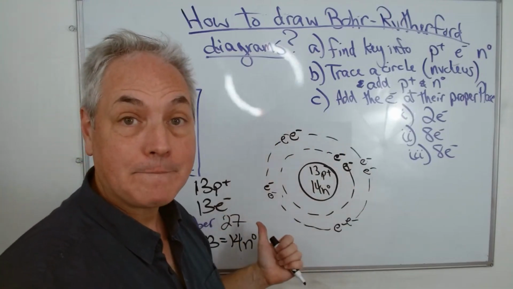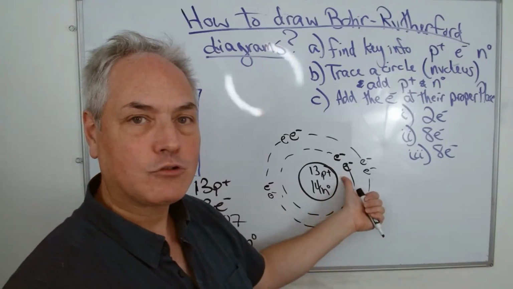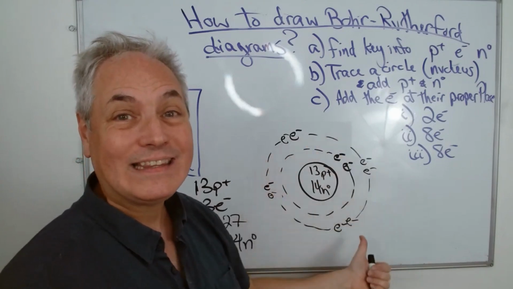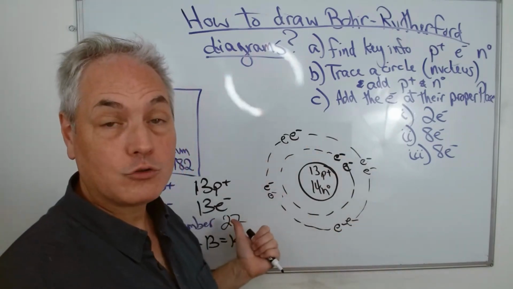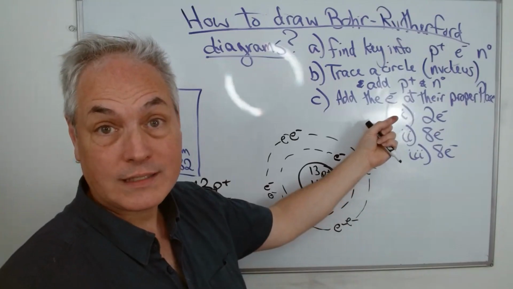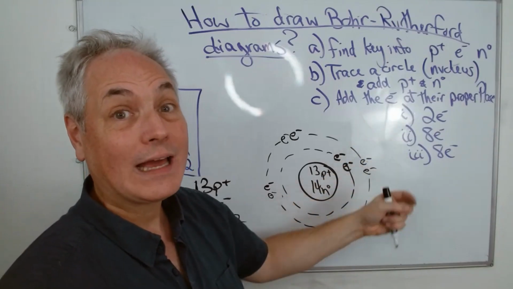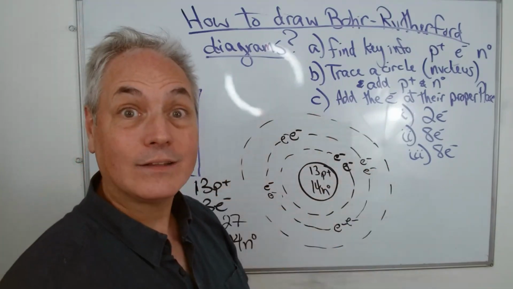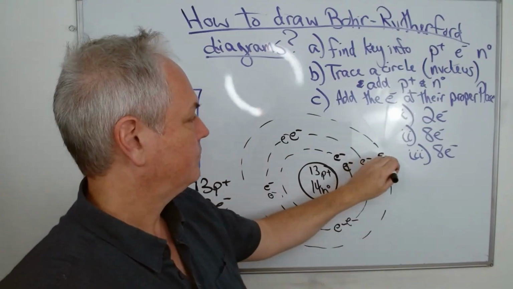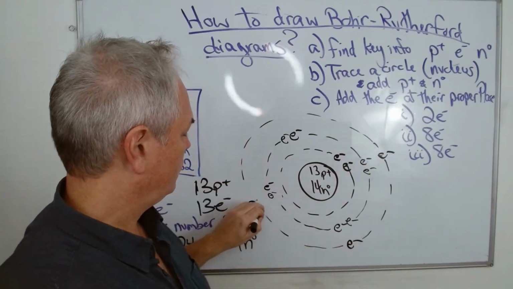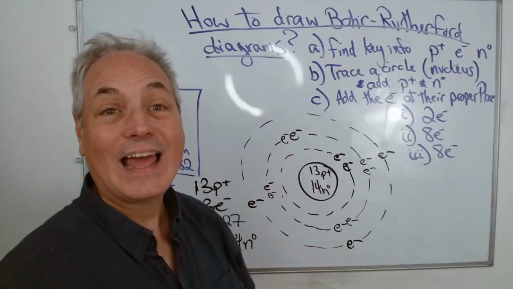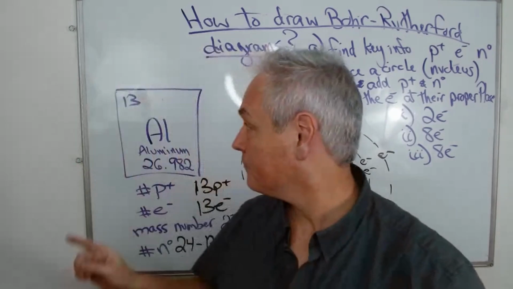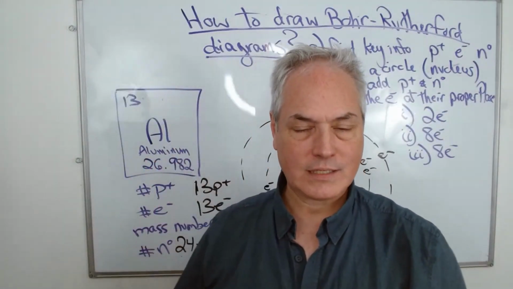So in the aluminum atom, we have 2 electrons on the first level, 8 electrons on the second level, and that makes us 10 that we can account for. However, we have 13. So that means that if I can put 2 on the first level and 8 on the second level, I'm going to have to add another level. And here I will add the 3 extra electrons I have. 1, 2, and 3. And here is an excellent Bohr-Rutherford diagram of an aluminum atom.